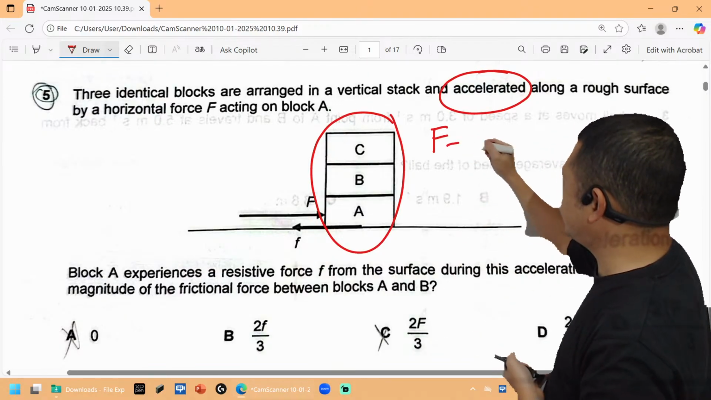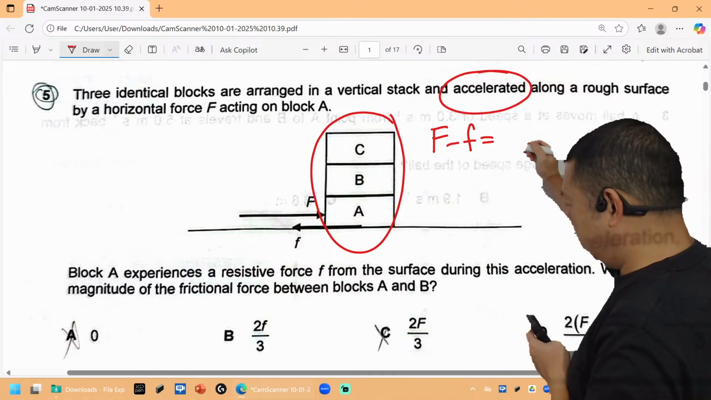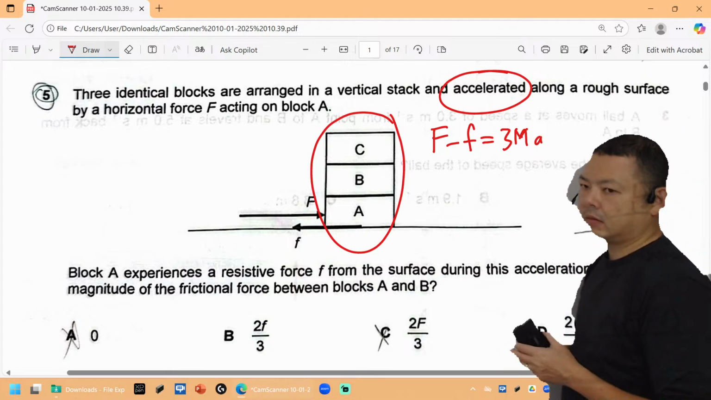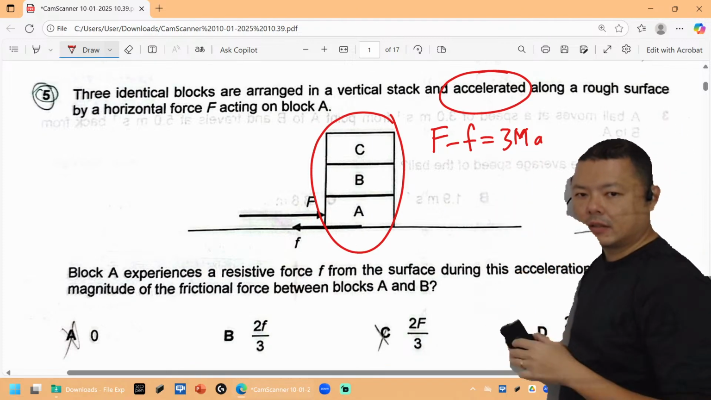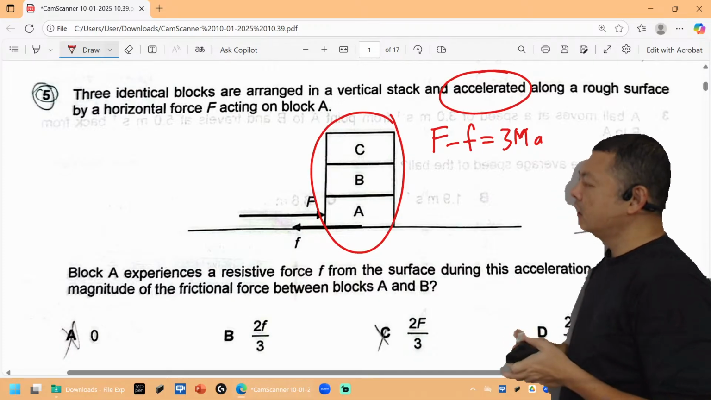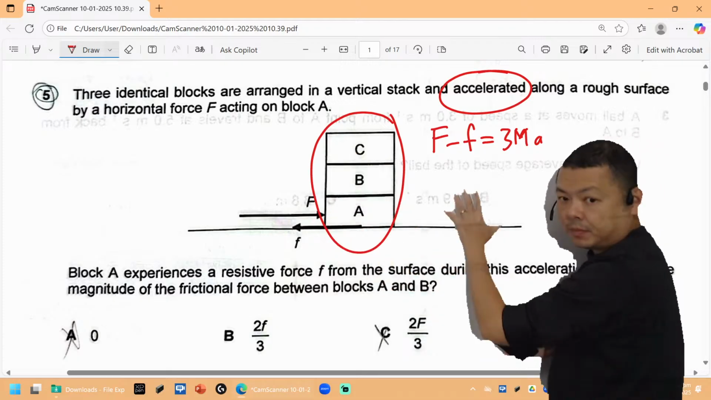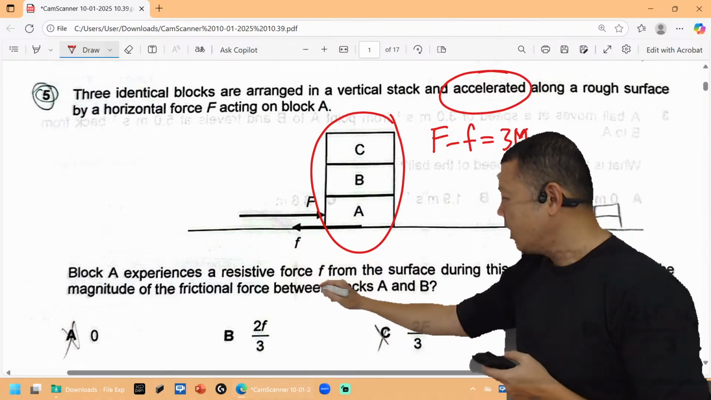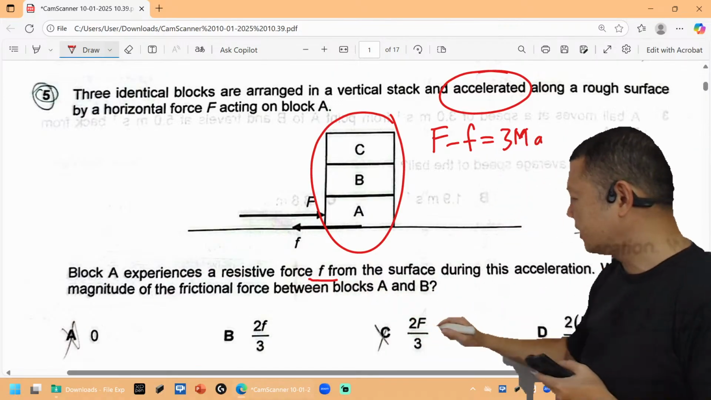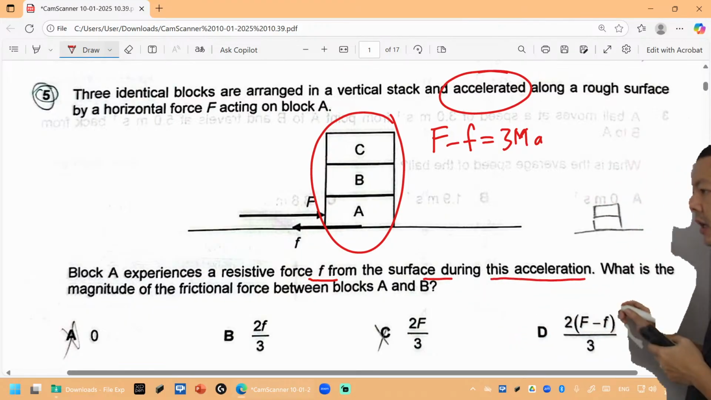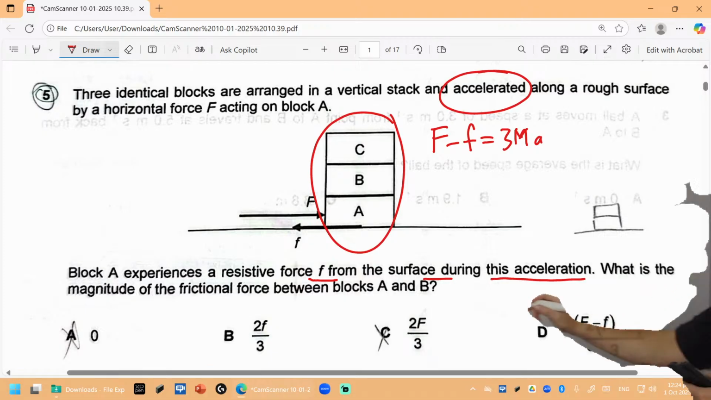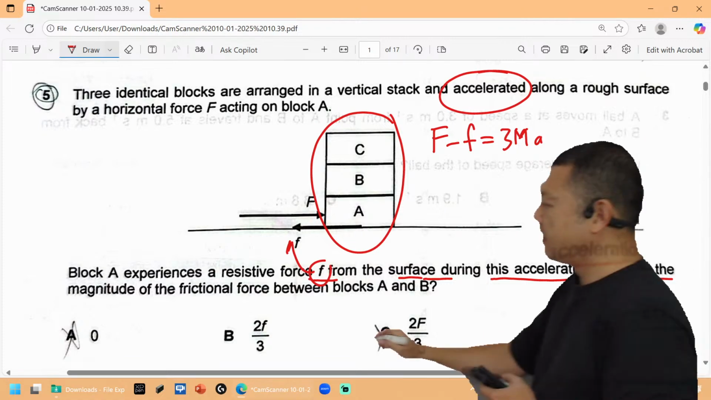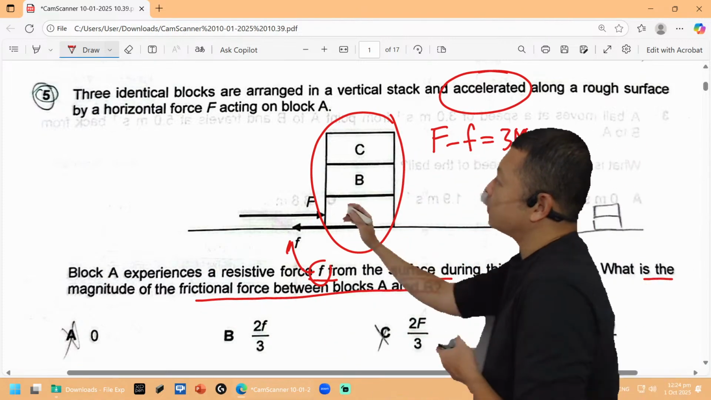So can we write F minus f equals to the total mass, 3 identical blocks, 3M times a? Do you understand why it is like that? Okay, good. That is if you look at the whole picture. Now you have to decide what you want to look at, because they did ask you: A experiences a resistive force from the surface during this acceleration. This frictional force is from the floor, from the surface. And they ask you what is the friction between A and B.